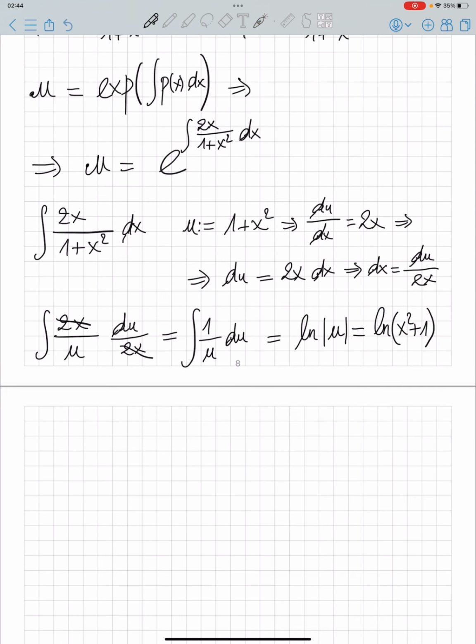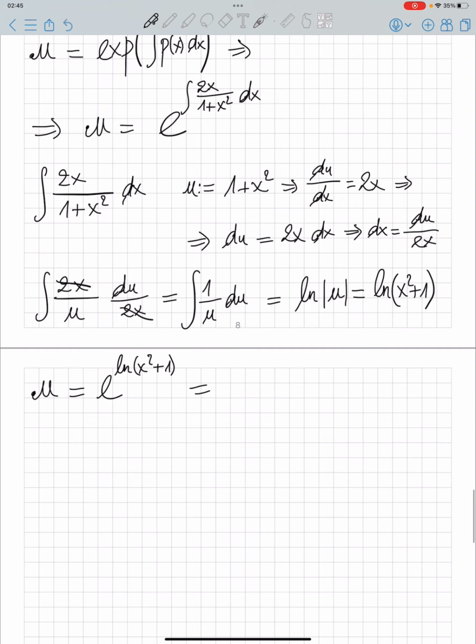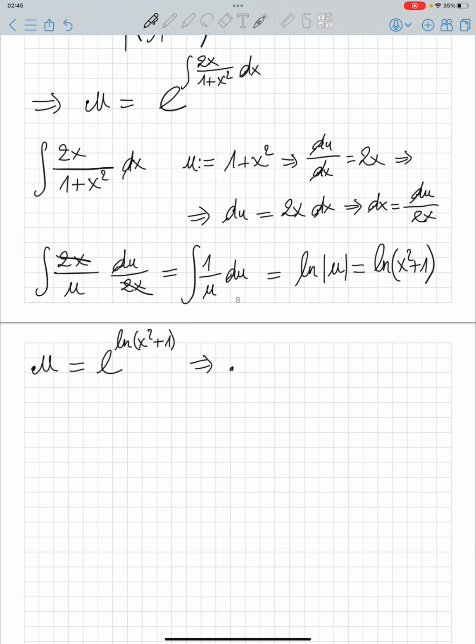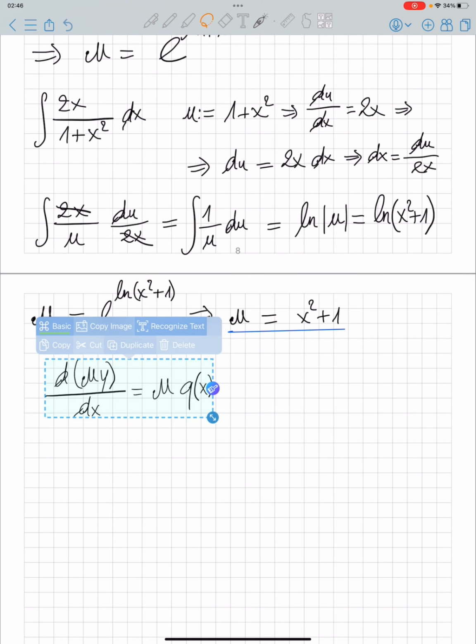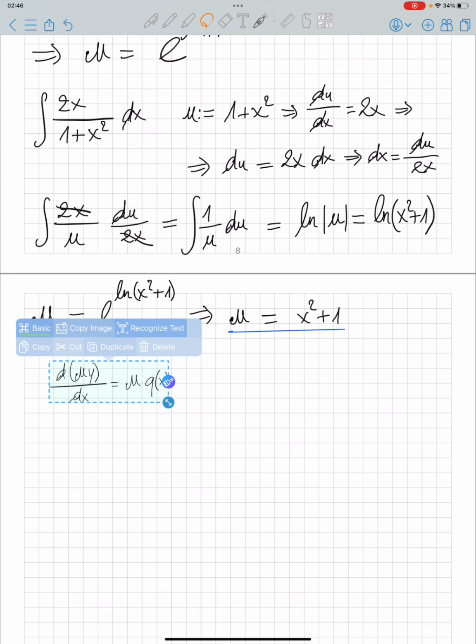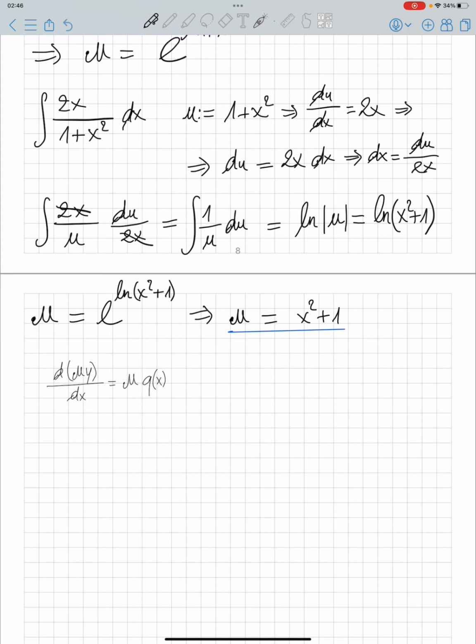So let's write our mu. So our mu is going to be equal to e to the power ln of x squared plus 1. But ln and exponential are mutual inverse, right? So this is the same as x squared plus 1. So our mu has this value here, right? So we have our formula here, right, that we have proven before.